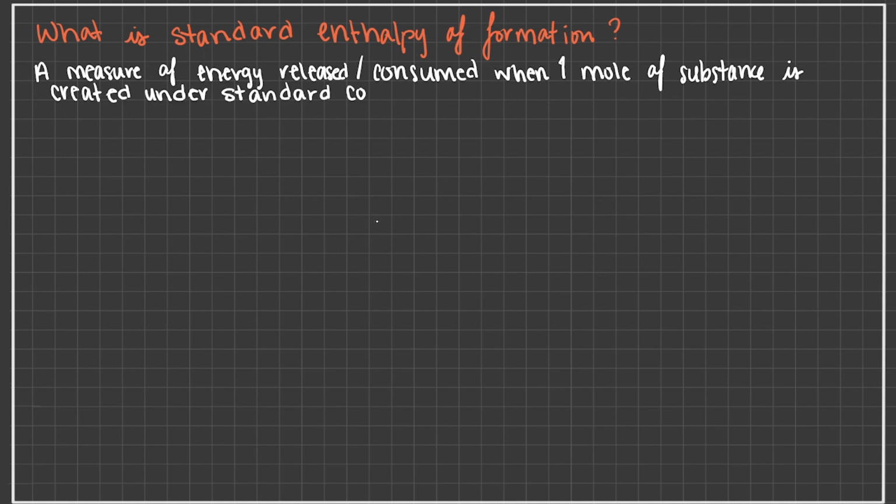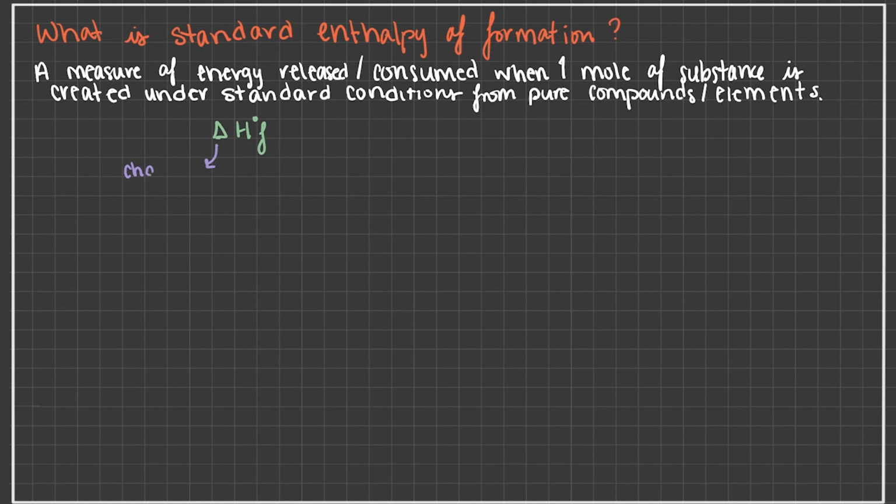Now, the symbol that represents standard enthalpy of formation is delta H standard F. You're going to see that standard is this little circle degree above. When we go through what this phrase means, our delta means our change in enthalpy, our little degree sign is our standard conditions for the enthalpy change, and our F is when the substance is formed from pure elements.